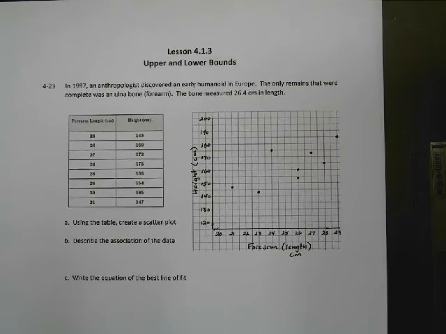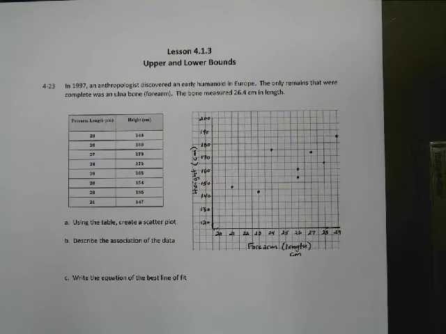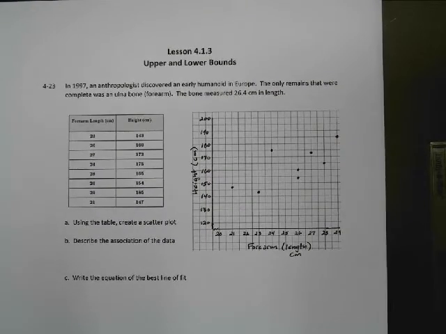Good stuff. Now we're going to look at, in 1997, an anthropologist who discovers an early humanoid in Europe. The problem is the only complete bone that they find is the ulna bone, the forearm. The bone measures 26.4 centimeters in length. So here's the problem they've got: they want to know how tall this person is.